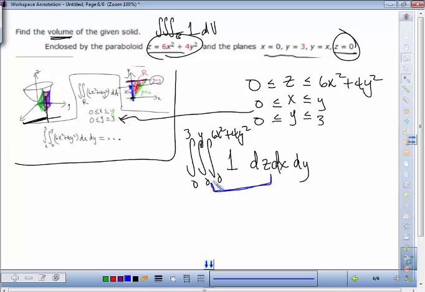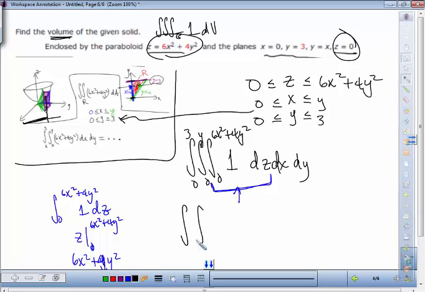Well, this is my innermost integral. Why don't I take that off to the side here and integrate it. The integral of 1 with respect to z is what? I have a z. I want to evaluate that from 0 to this thing. And if I do that, I'm just going to get 6x squared plus 4y squared. So I'll put that into this integral, and I still have 2 integrals wrapped around it. In here goes 6x squared plus 4y squared, and outside I have my dx, which goes from 0 to y, and my dy, which goes from 0 to 3.